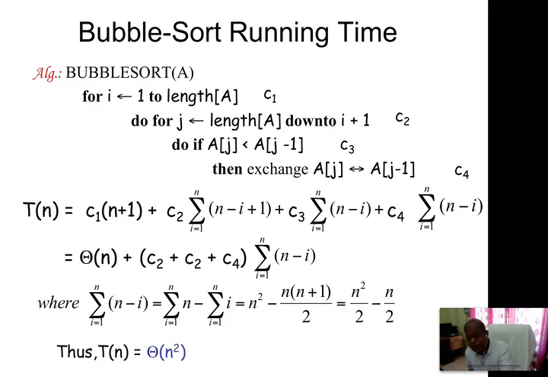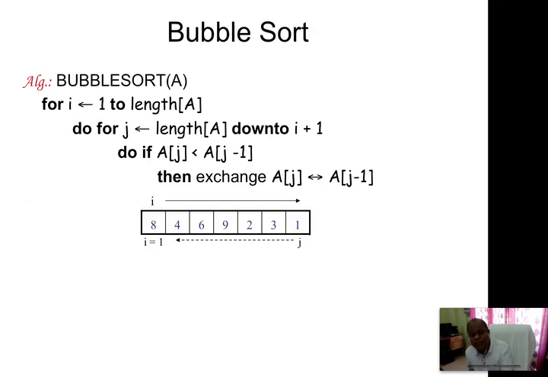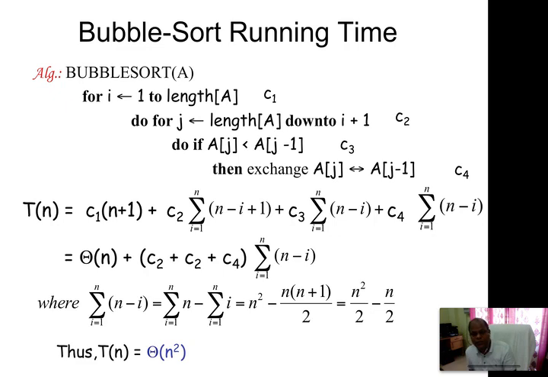Now we will discuss the analysis of the algorithm, that means the time taken by the algorithm. Now see, for I is equal to 1 to length of A, suppose this statement takes C1 time. For j equal to length of A down to I plus 1, this statement will take C2 amount of time. The next statement, if A j is less than A j minus 1, will take C3 time. Like this, the exchange will take C4 time.